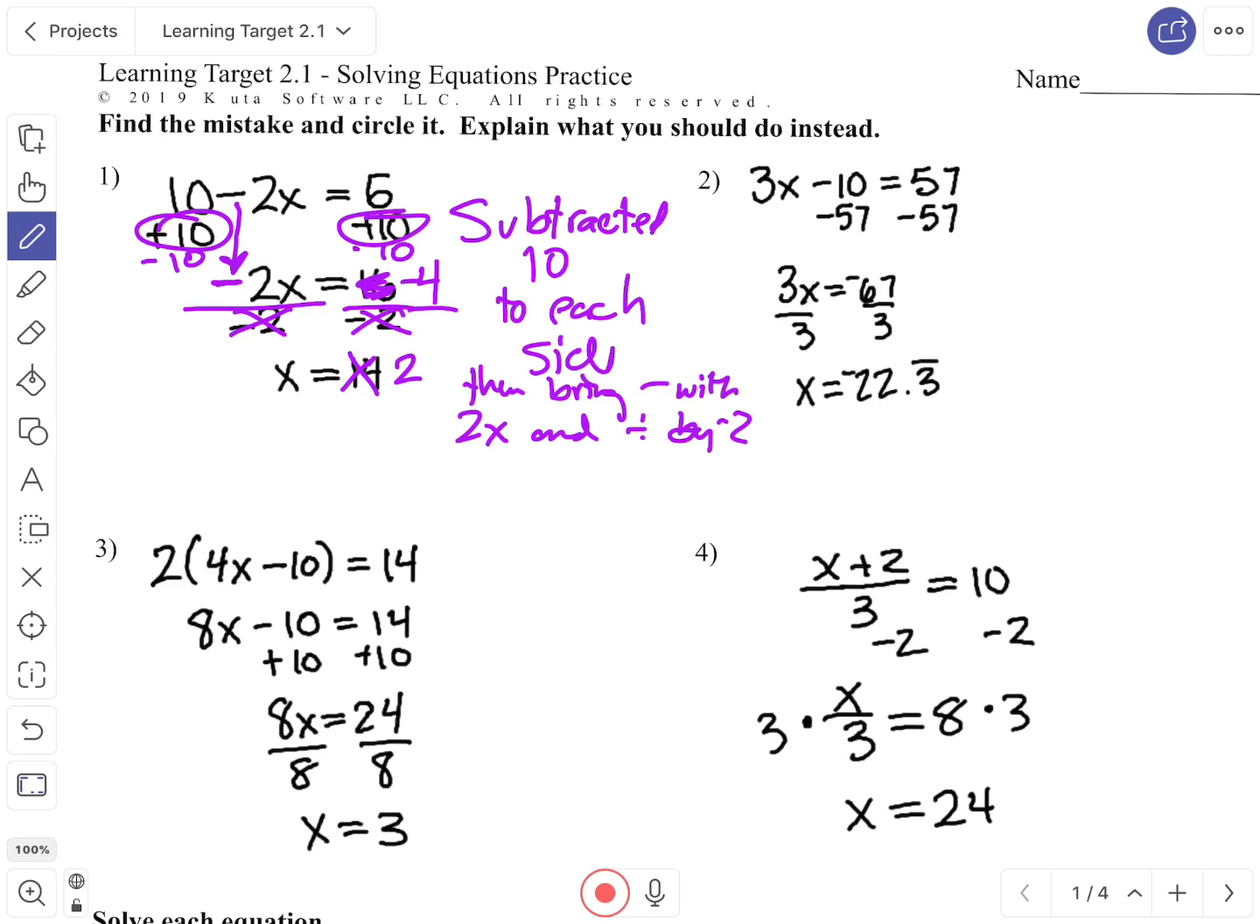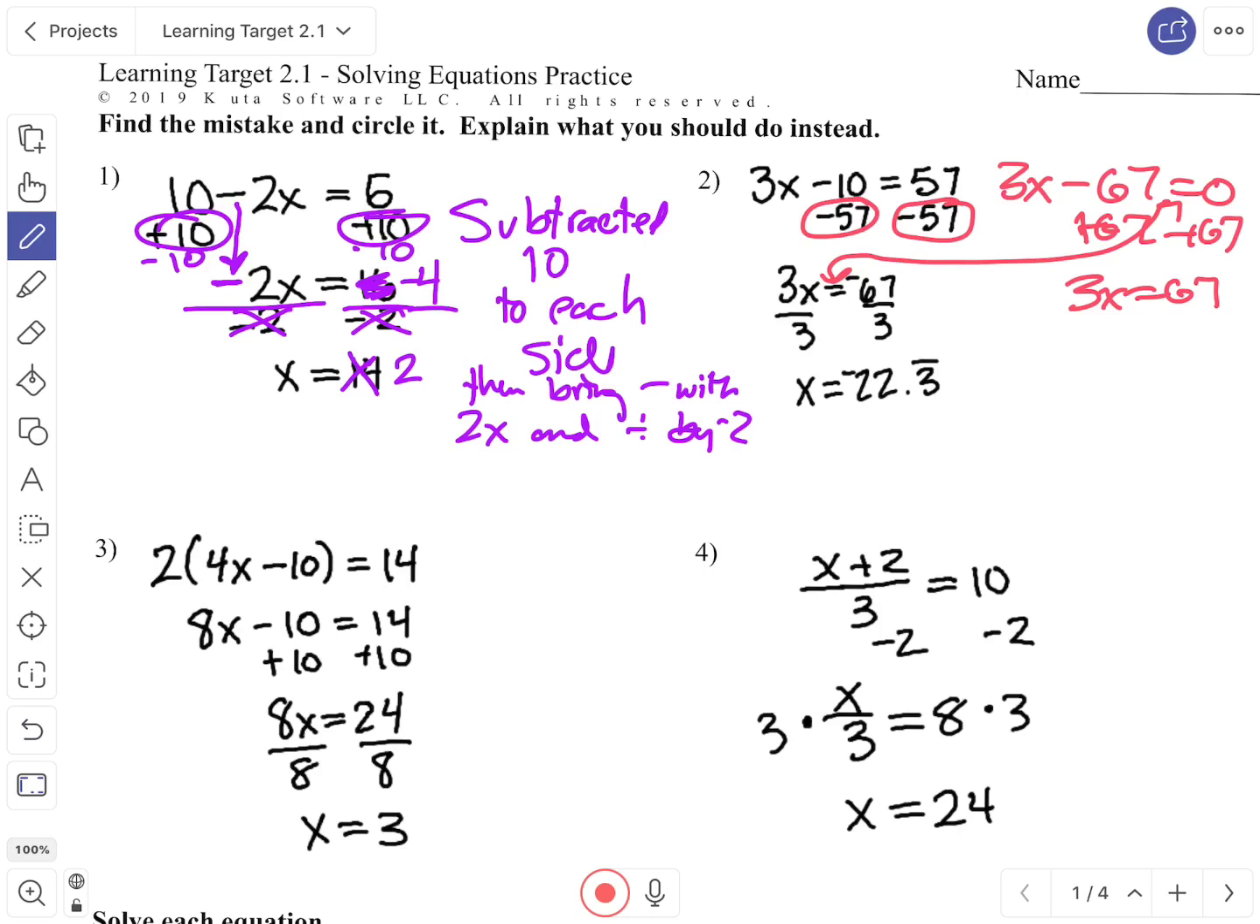They got 3x minus 10 equals 57. They subtracted 57. Now this is a mistake I see a lot. Okay, everything else they did fine, but they were subtracting from here. What would happen is we'd have 3x minus 67 equals 0. See, and then somehow their equal sign switched hands. Now, had they gone plus 67 to both sides and got 3x equals positive 67, that would have been fine. Okay? So what they did is they subtracted the wrong number.